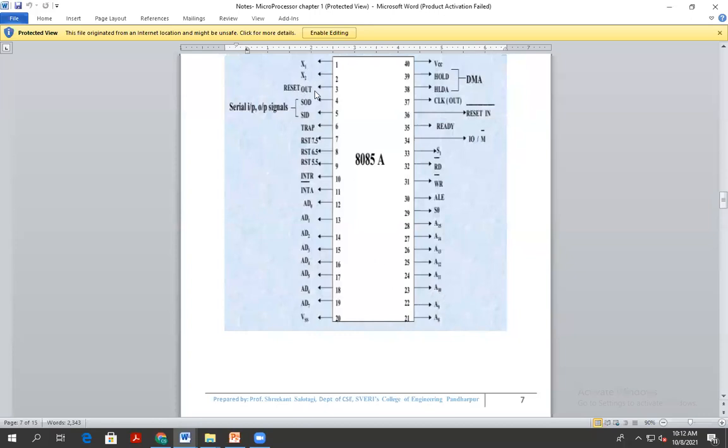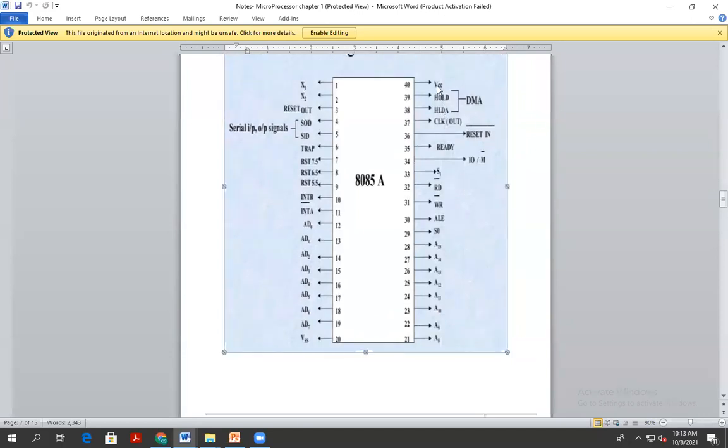X1 is covered, X2 is covered, reset out covered, SOD covered, SID covered. These are the serial inputs. Trap covered, RST covered, the RST series covered, INT covered, interrupt acknowledgement covered, all these address and data lines covered, that is the data lines, and this one is covered. These are the address bus we covered, S0 covered, ALE covered, write, read, S1 covered, input output memory, ready state, reset in, clock out, hold acknowledgement, hold, and power supply plus point. All pins we covered.